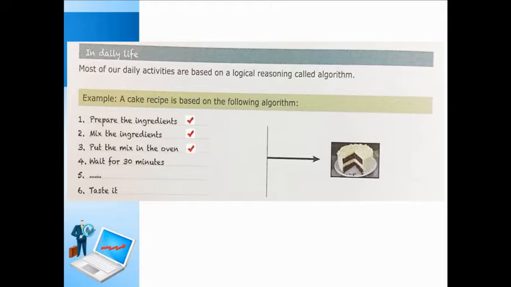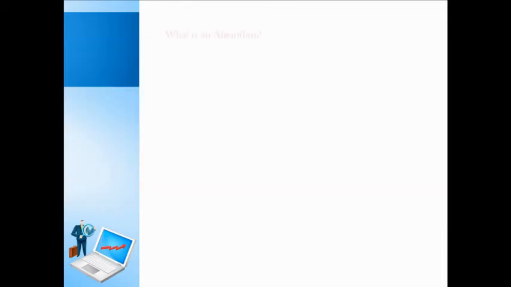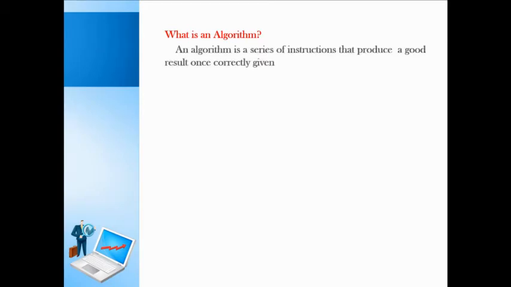The fourth step is to wait for 30 minutes. What do you think will be the fifth step? Of course, to take the mix from the oven. And the last step for a cake recipe is to taste it. There you have it. So again, when we say algorithm, it is a series of instructions that produce a good result once correctly given.